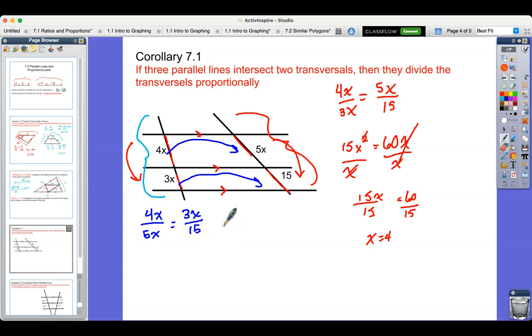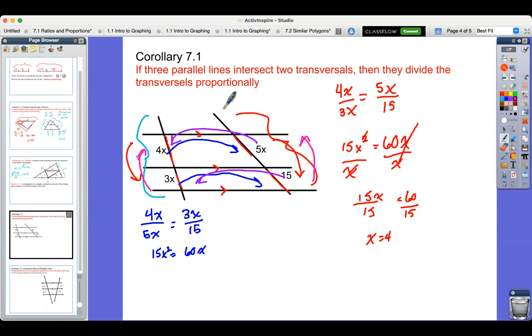We still cross multiply. We still end up getting 15x squared equals 60x right there. And then you solve it the other way. You solve for x. If we were to go the other way, you still ultimately get the same answer. Right to left over right to left. And you can also go bottom to top, as long as you follow the same pattern. Understand, this whole thing is about patterns. Do the same thing. Now, so that's this corollary here.